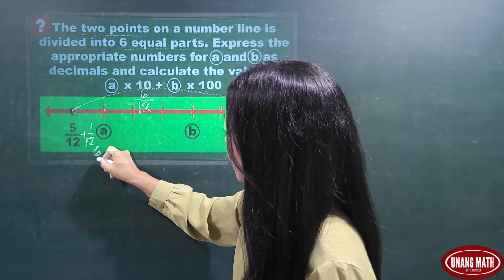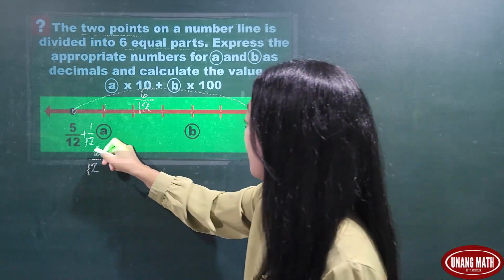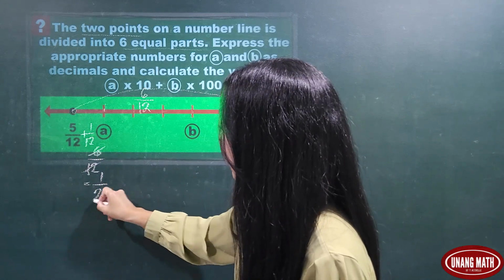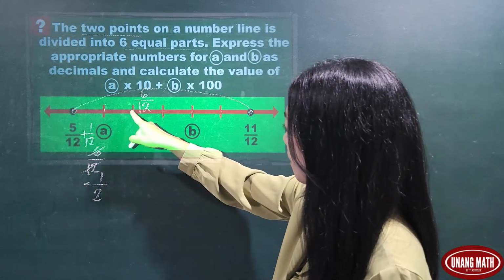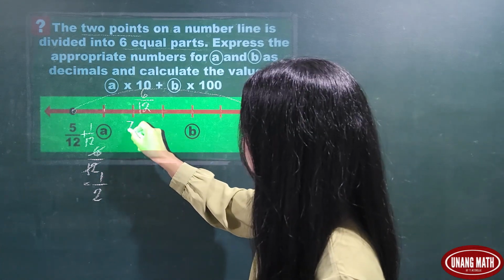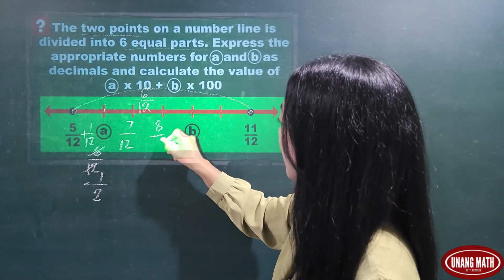So, that is equal to 6 over 12. And, kapag isi-simplify natin ito, okay, it's equal to 1 half. Okay, how about ang point na ito? So, 6 over 12 plus 1 over 12, so this is 7 over 12. Plus another 1 over 12, so this is 8 over 12.